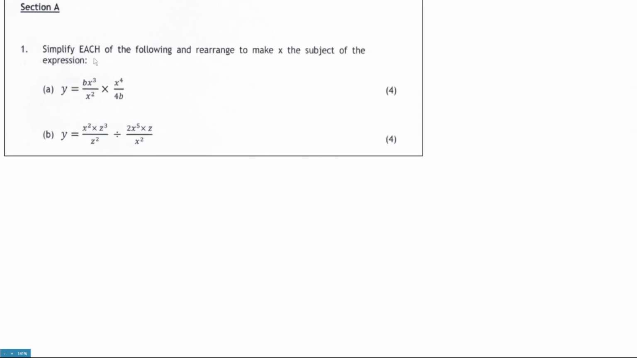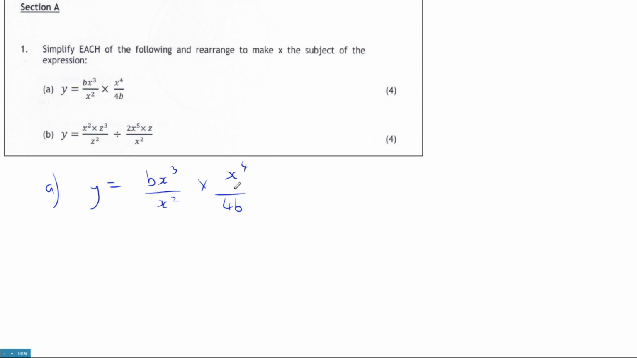A bit of algebra. Simplify each of the following and rearrange to make x the subject of the expression. Oh yeah, this one again, no problem. So let's start with A. We'll see if we can fit it in here. y is equal to bx cubed over x squared times x to the 4 over 4b.